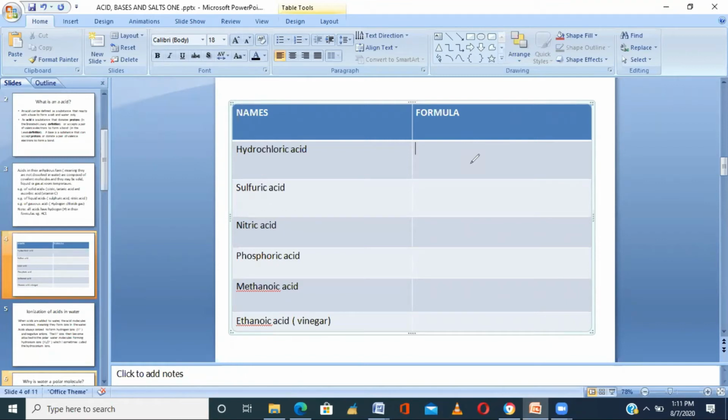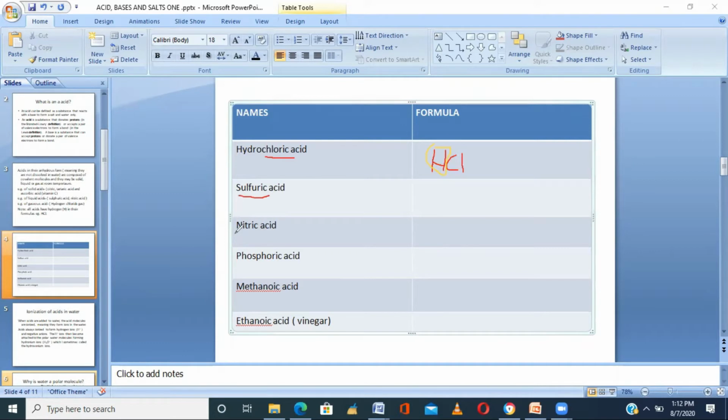So for hydrochloric acid, you have HCl. Isn't that so? Good. So if we look here, we can see that it has the H in its formula. Isn't that so? We said all acids have hydrogen in their formula. Now let's look at sulfuric acid. If you look at the name of the acid, you should be able to tell me what type of compound will be present in this acid.